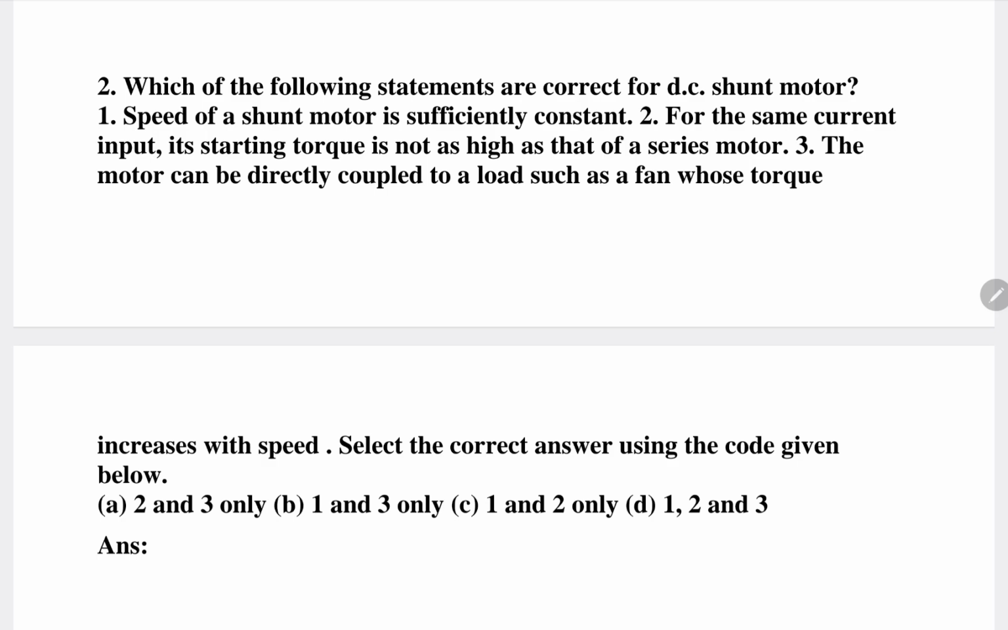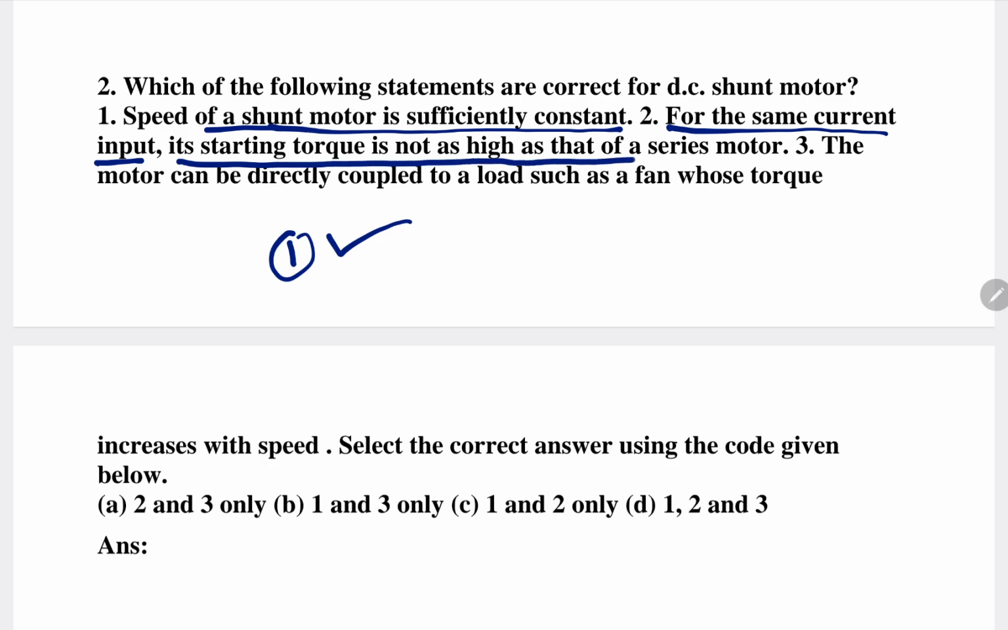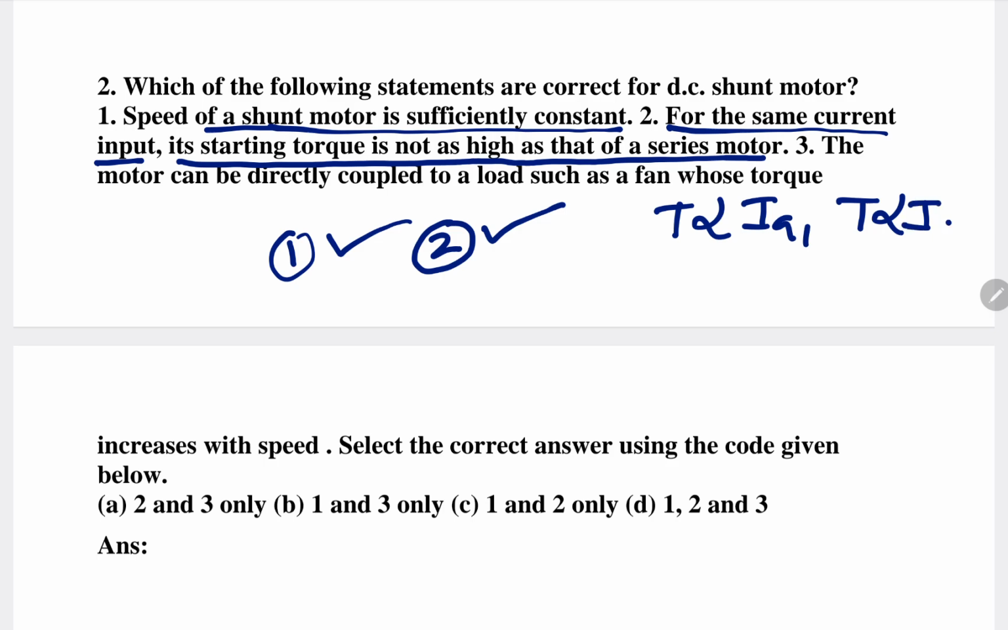Which of the following statements are correct for DC shunt motor? Speed of the DC shunt motor is sufficiently constant. So 1 is correct. For the same current input, its starting torque is not as high as that of a series motor. Yes, DC shunt motor starting torque is not that high when compared to the series motor for the same current. That is also correct, because for shunt motor T is proportional to Ia, for series motor T is proportional to Ia square. For the same current, series motor torque is high, shunt motor torque is very less.